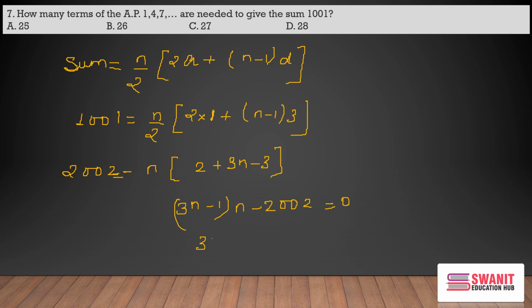Clearly, I will be getting a quadratic equation, 3n square minus n minus 2002 is equal to 0. So when we solve this value, you can easily find that out by the quadratic equation method. And since I know the values, I can directly say that n comes out to 26 over here. You will get a negative and a positive value, but when you solve it, you definitely should have n as positive, and therefore the answer to the question becomes option number B, that is 26.